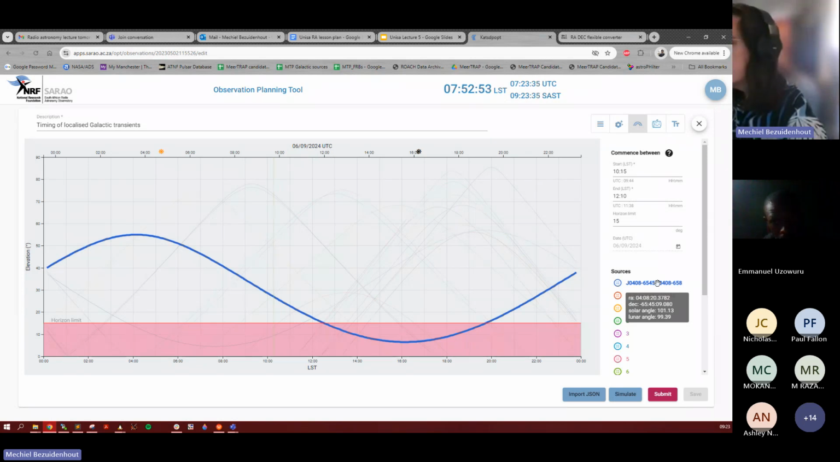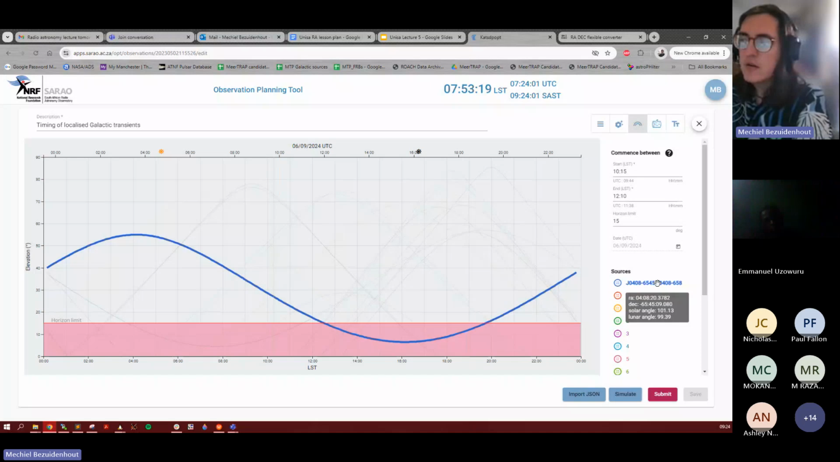So the declination is negative 65 and Meerkat is located at negative 30 degrees south of the equator. So you can see that the source is up in the sky for most of the day, and it peaks at around 4 a.m. LST. In this case, you can see that at the moment, LST and UTC are very close together. It's only about 30 minutes difference, but that's because we're close to the September equinox. For most of the year, these 2 times are very different.